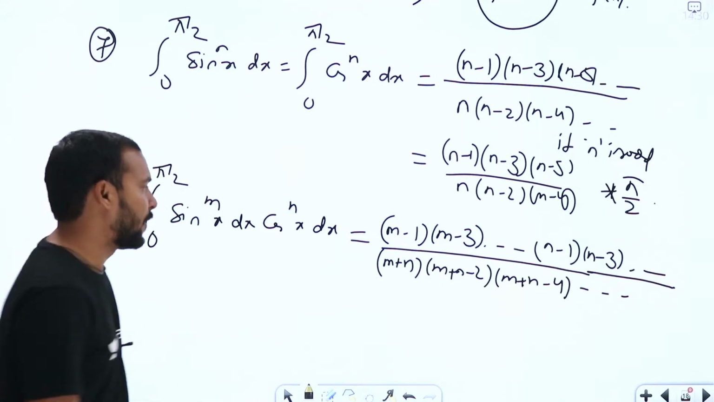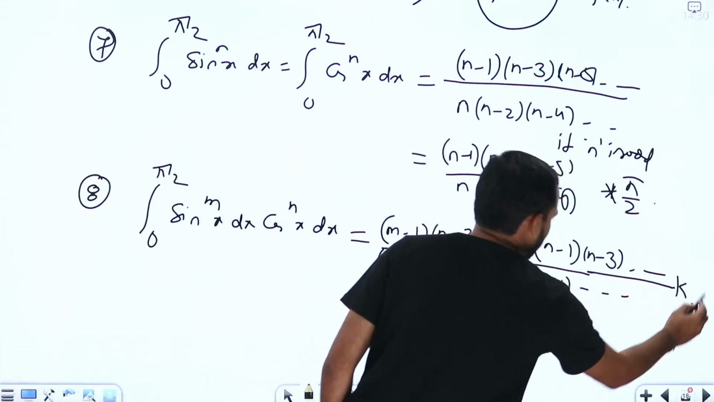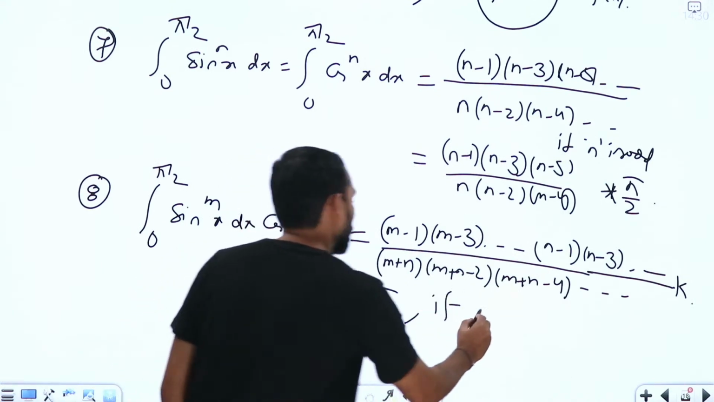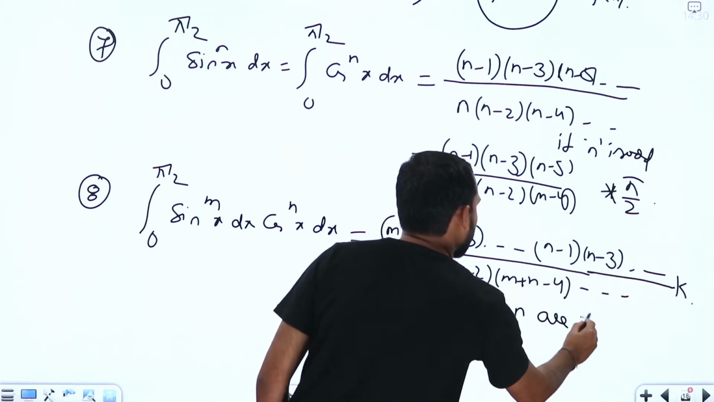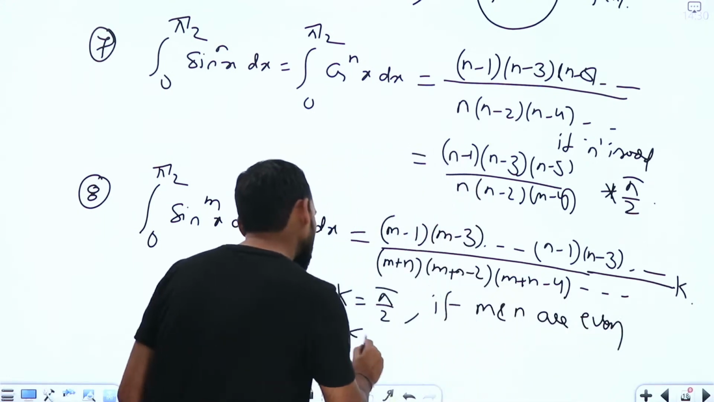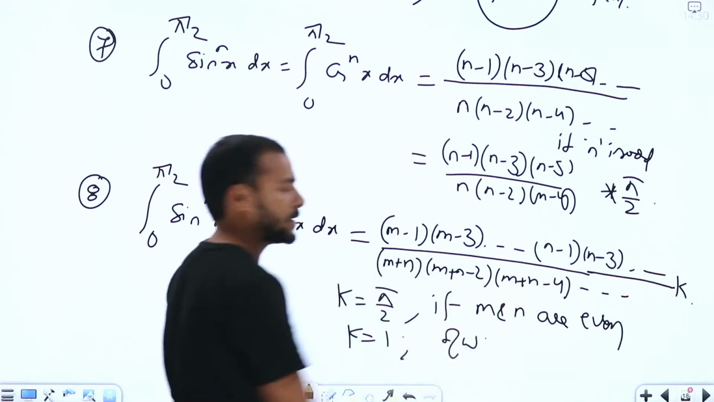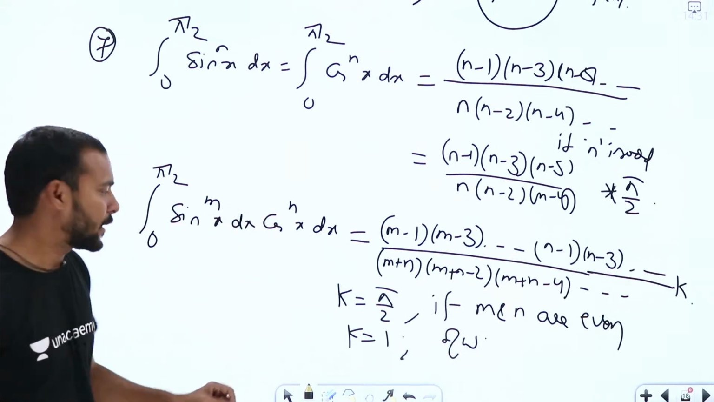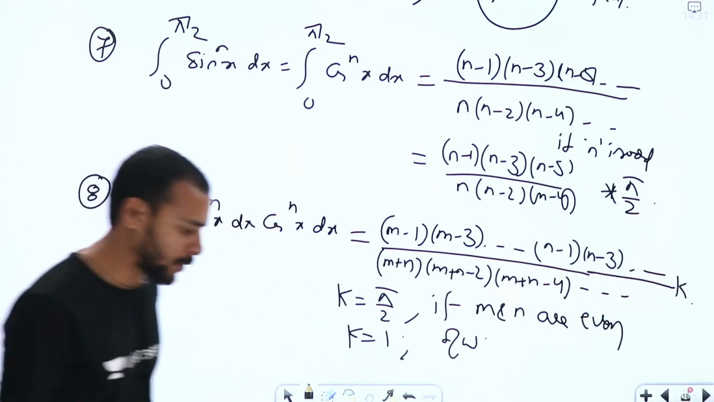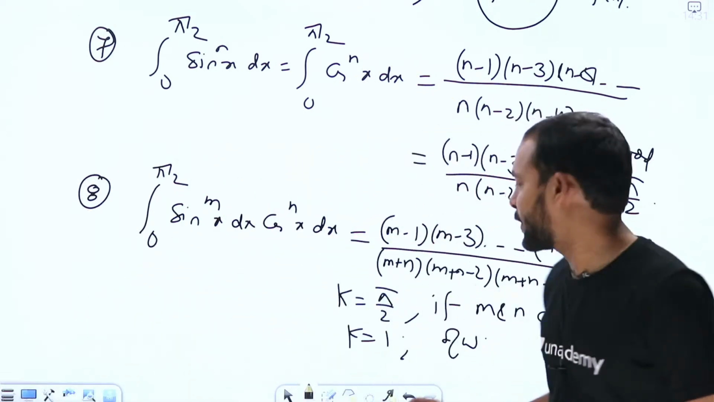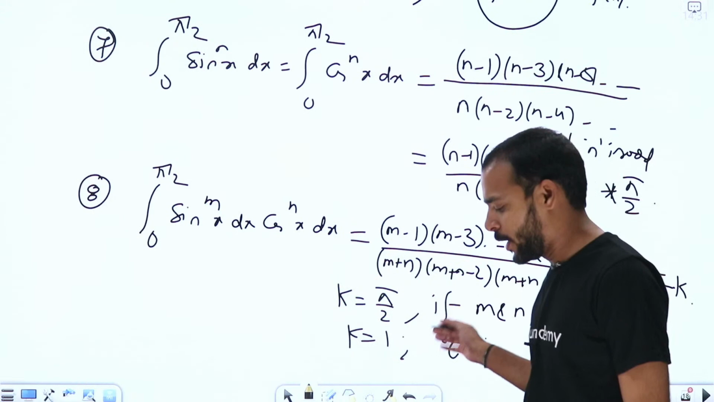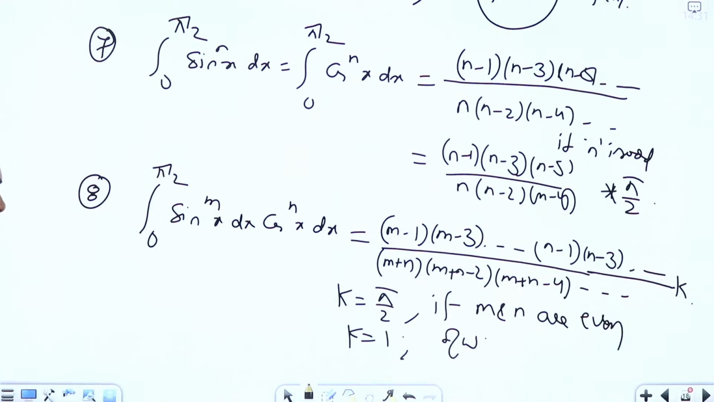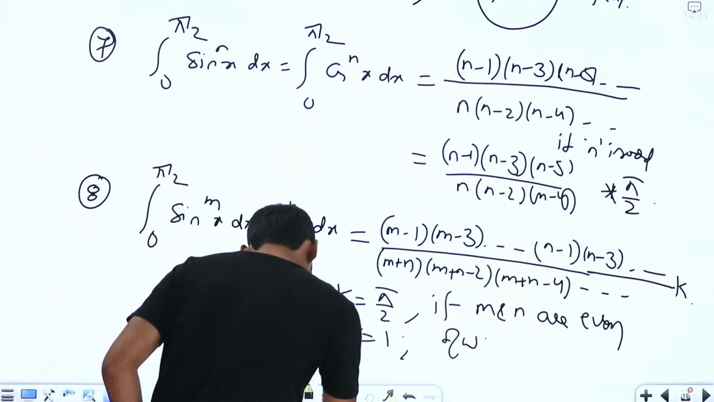This is multiplied by k, an extra factor. This k will become pi by 2 if both m and n are even. Otherwise the k value is going to be 1. That's it. Whenever both m and n are even, only then are we going to get the extra pi by 2. We should not forget this pi by 2, because after doing this much, if you forgot pi by 2, you are going to end up with a wrong answer. Is it clear, guys? I hope it is clear.